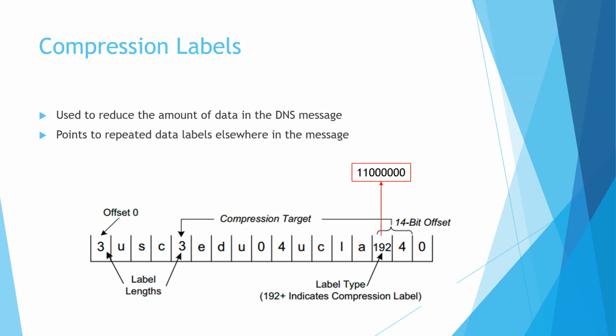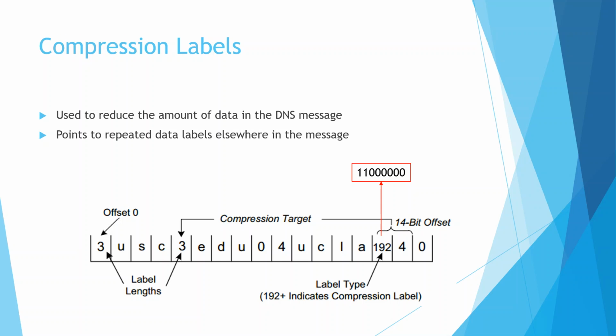So for instance, this is an example of usc.edu and ucla.edu. And so what we do with that 192 and 4 is we basically say where to point back to. So in this case, we are pointing back to the 4th byte. And so that is going to put us right into where we get into edu. And so, the edu portion. So that's basically saying ucla.edu. And so now you can see kind of how it saves some space.